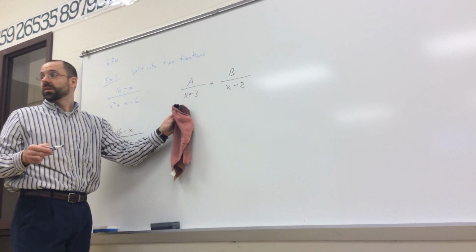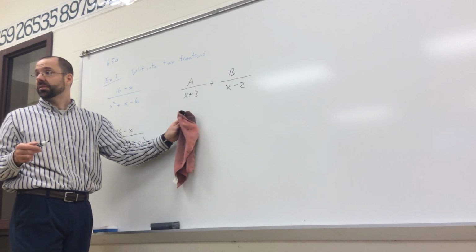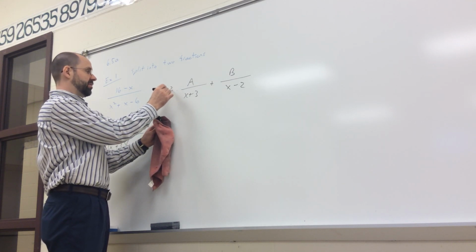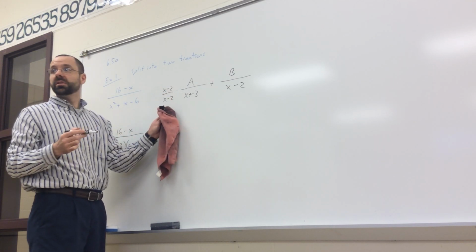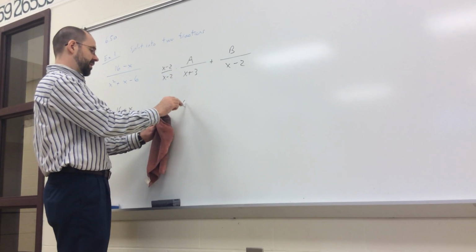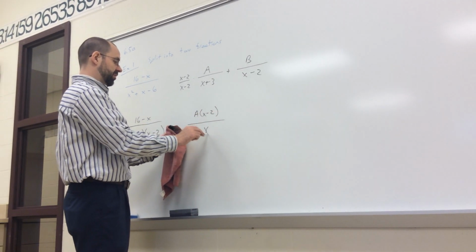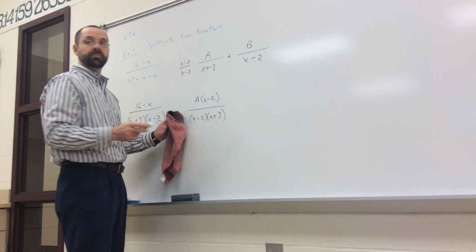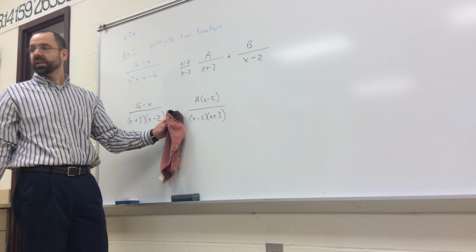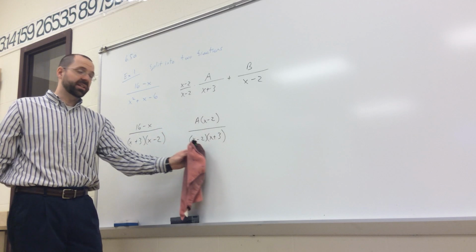All right, so we're trying to figure out what number should go up there and what number should go up there. And so we're just going to pretend that we know what those numbers are, and we're going to add these two fractions. So we would need to get the common denominator. So we'd multiply by x minus 2 over x minus 2. So then this fraction would end up being A times x minus 2 over x minus 2, x plus 3. So I just took this fraction and multiplied by x minus 2 over x minus 2 so I could get the denominator.